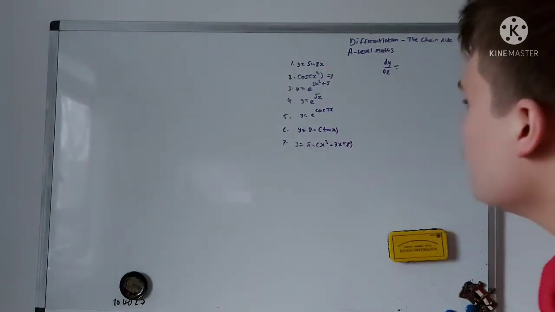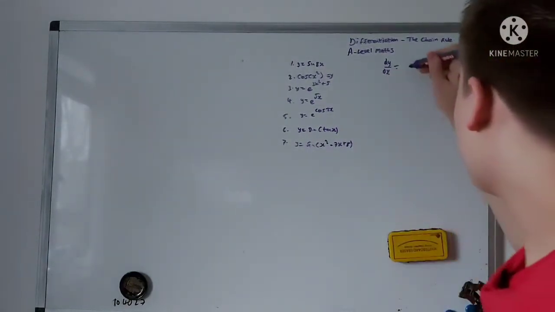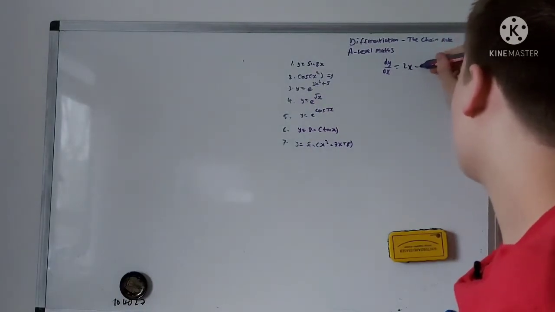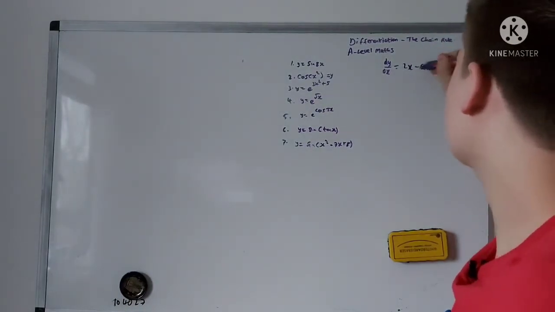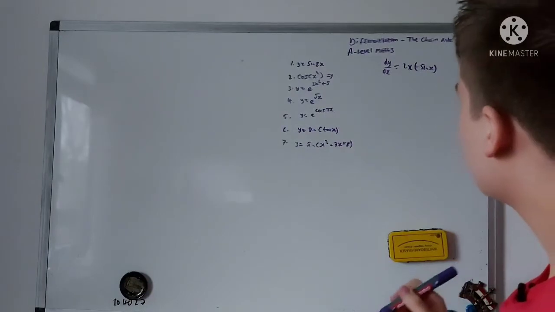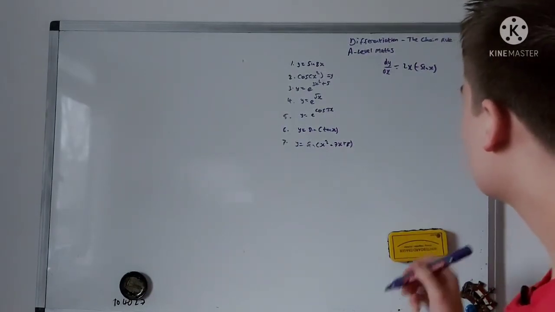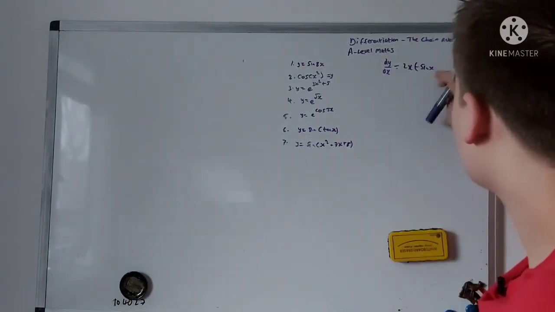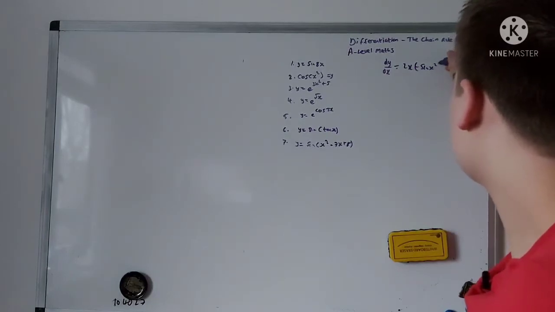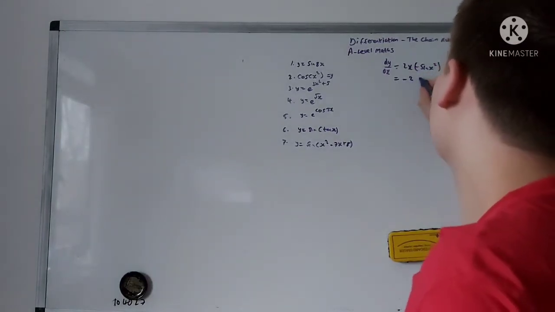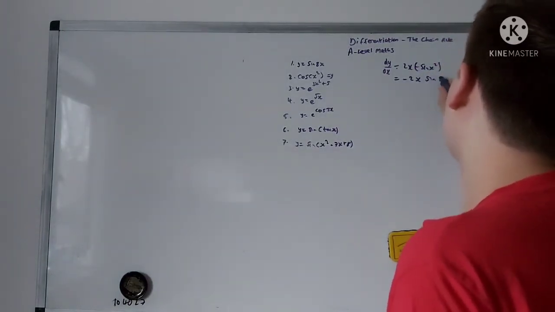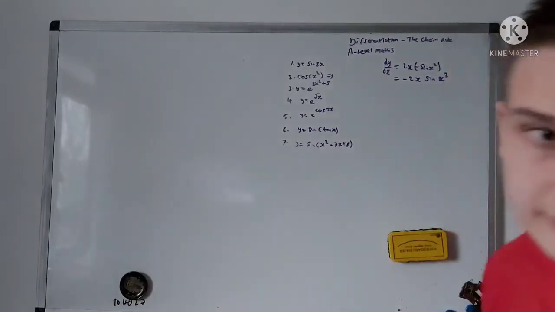Number 2, so differentiate again, so it'll be 2x times minus sine x. So we get minus 2x sine of x squared. Okay.